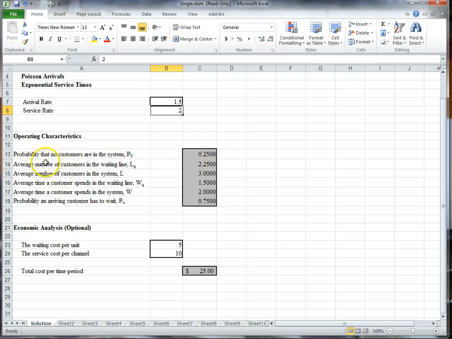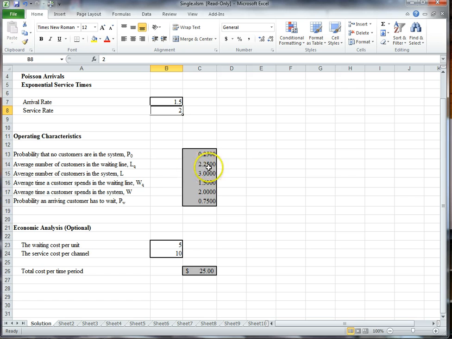So now the first one is P0, the probability no customers are in the system, which is 25% of the time there are no customers in the system, which is the same as the probability that the server is idle, or 1 minus the utilization. So I know the server would be busy 75% of the time, or that's the server utilization in this case.